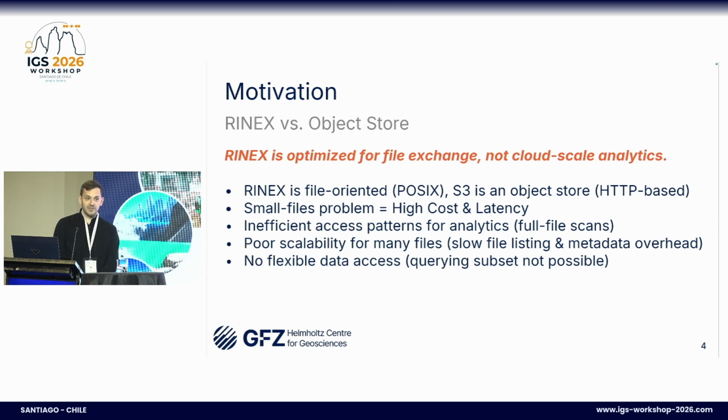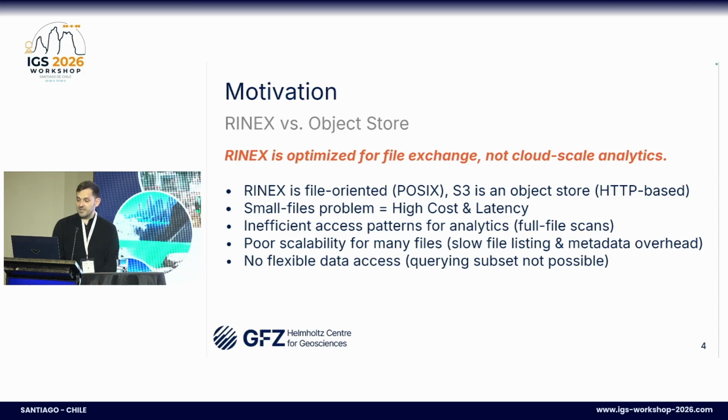Motivation number two, already something mentioned by Rui this morning, is the RINEX format itself. It is optimized for file exchange, but it's not optimized for cloud scale analytics. So RINEX is file oriented. You can use it on a POSIX file system. And we have a mandate by our organization now to move data into an object store, which has a completely different architectural model behind. That's one point. The other one is that we have a small files problem.